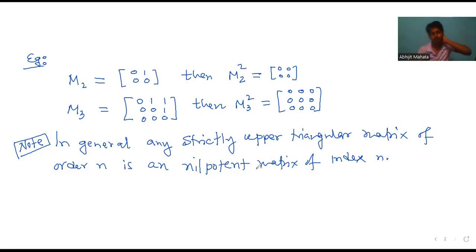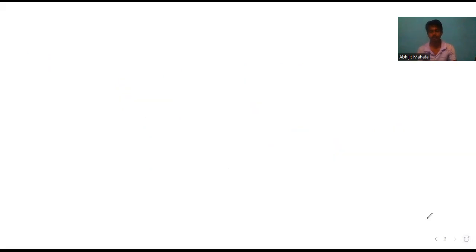Now, of course, we are taking the non-zero nilpotent matrices. This type of matrices are non-zero and nilpotent. The zero matrix is trivially nilpotent. Okay, so now come to our next part, actually our original theorem. So the proof of the main theorem is here.